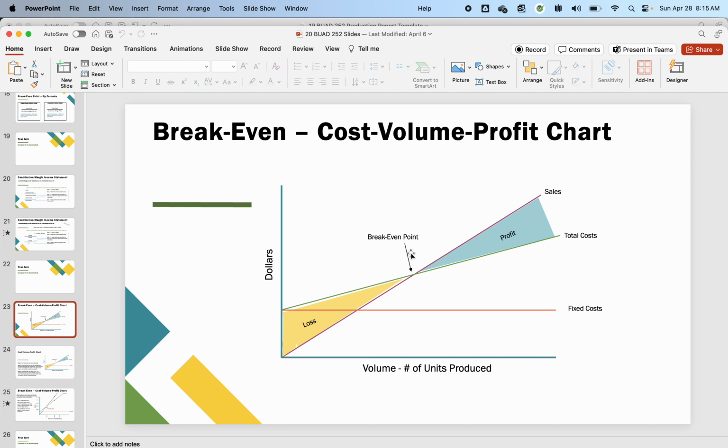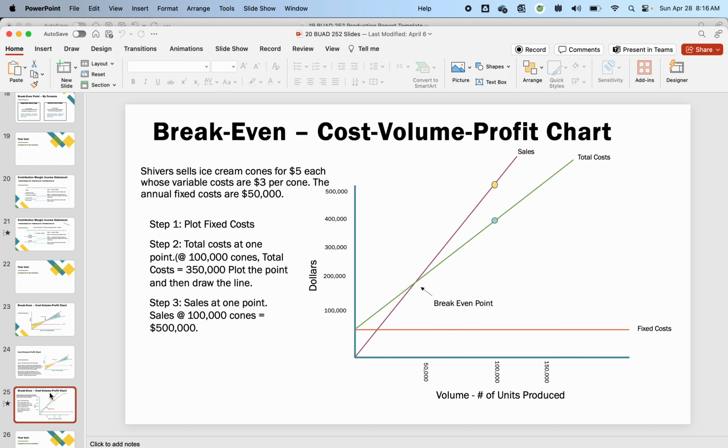Then you take your variable costs, your $2 per unit times 10,000, which is 20,000, but then you have to add the fixed costs. So you have your 20,000 of variable costs plus your $30,000 fixed costs, which is 50,000. You take a point of 50,000 right here, and you connect those 2 points, and that's your total cost, and where they intersect is your break-even point. So that's another thing that you need to be able to do.